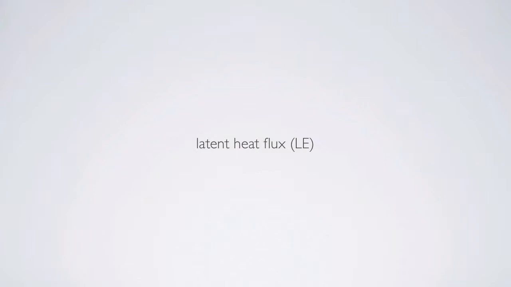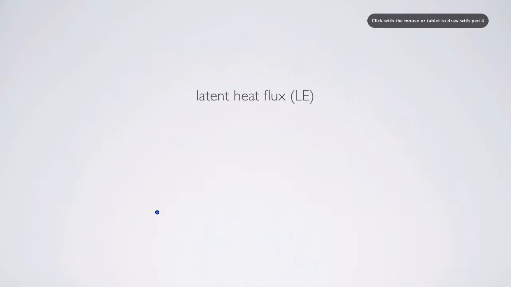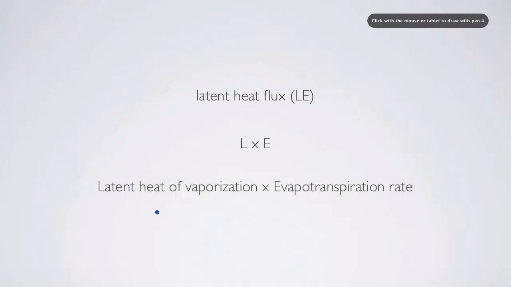And then there's also latent heat flux. And latent heat flux is essentially the product of L and E, where L is the latent heat of vaporization, which is the amount of energy it takes to turn liquid water into vapor water, and E is the evapotranspiration rate. So the amount of energy that goes into evaporating water is called latent heat flux. And again, the latent heat flux is a product of the amount of energy that's required to vaporize a given unit of water and the amount of water that is turned into vapor.